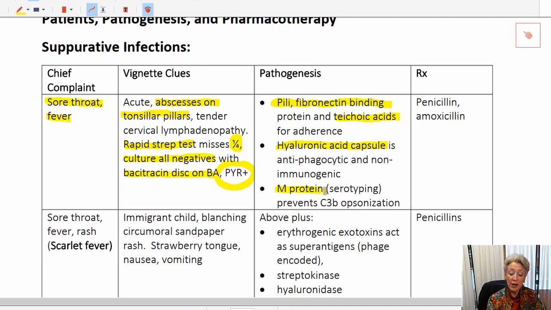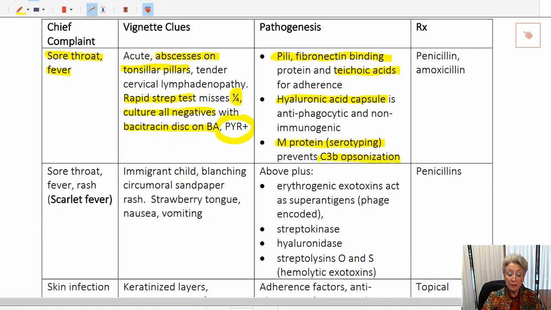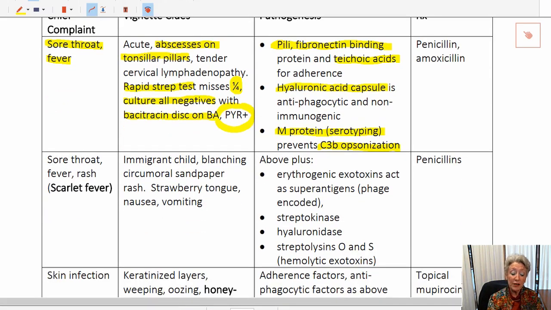And then it has a surface protein known as the M protein that is used for serotyping within the species. Remember that the M protein prevents opsonization using complement component 3B. Now, scarlet fever we do not see in the United States anymore because we tend to treat quite aggressively with penicillin or amoxicillin when we see a strep throat.